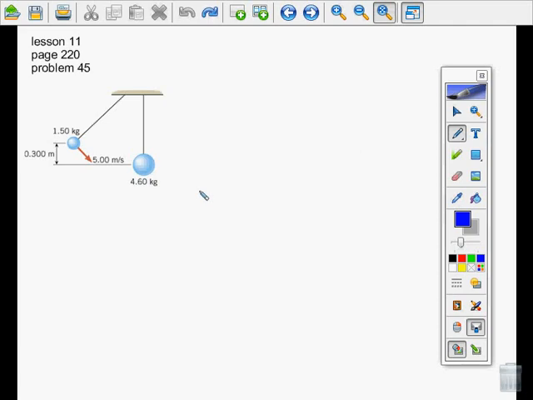Chapter 11, page 220, problem 45. Take 2. Okay, so basically, if we take a look, I'm just going to write the whole shebang out.